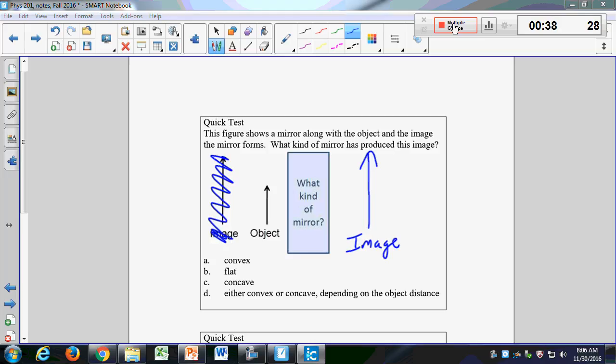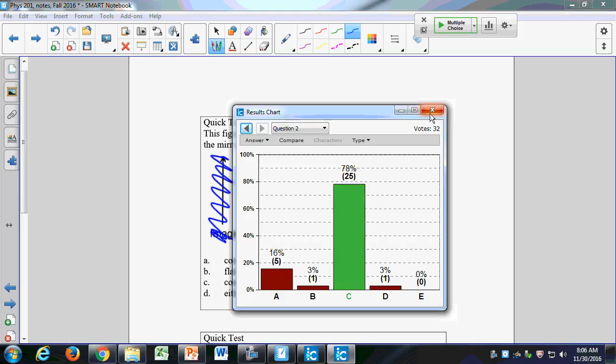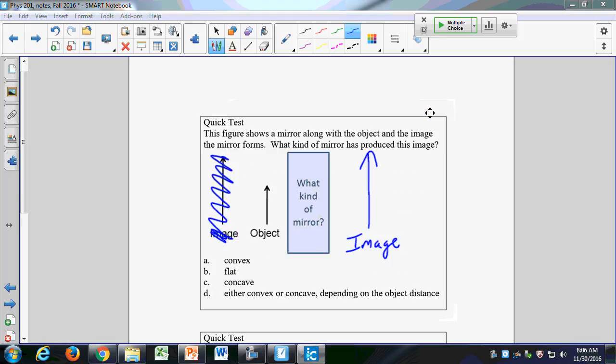Okay, doing well. Ask your neighbor if you like what they think. I'm going to stop at 58. Okay, good. C is right. It has to be a concave mirror.